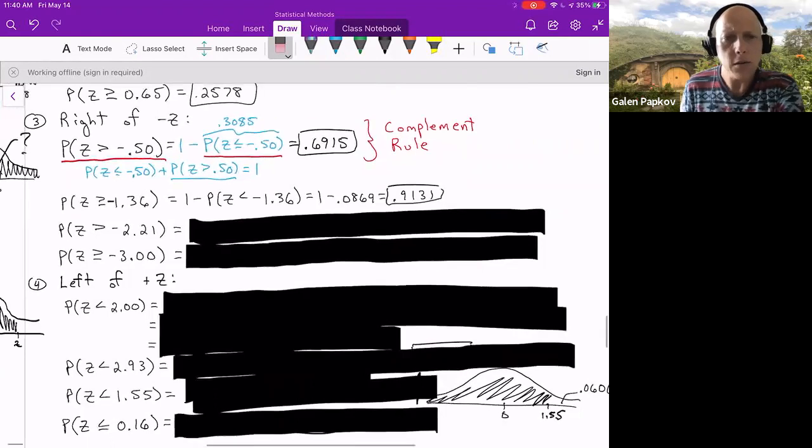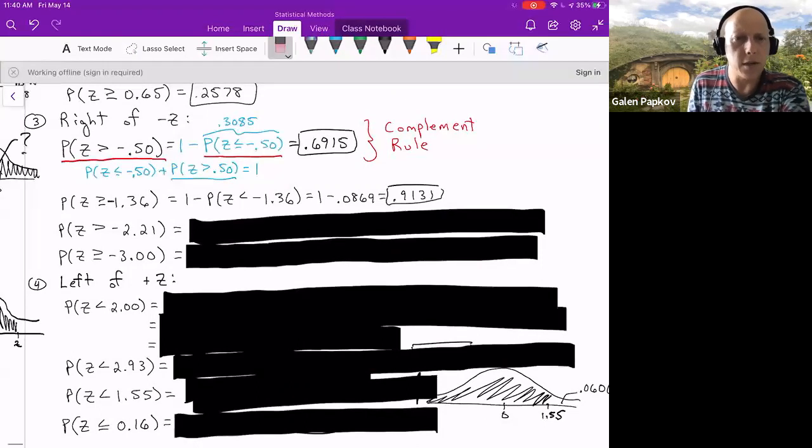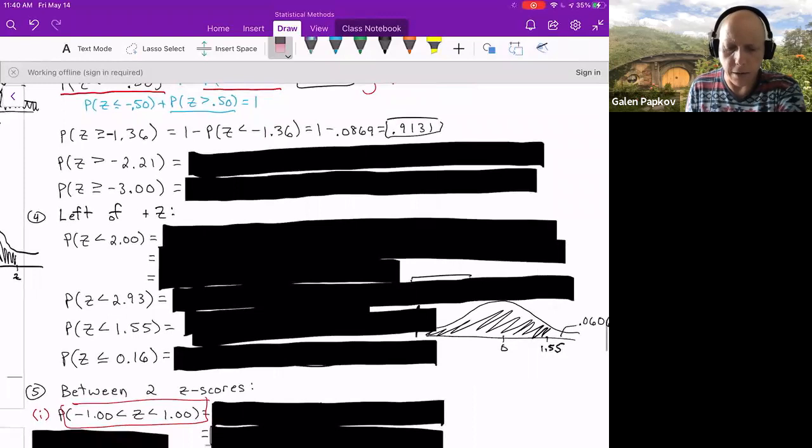Again, pause the video, try to find the next two answers. The probability that z is greater than negative 2.21 and greater than or equal to negative 3.00. And while you're at it, it's a small leap, in my opinion, to find the areas to the left of positive z-scores. So that's going to be step 4 there. See if you're able to get those also. And when you're ready, hit play. Let's see how you fared.